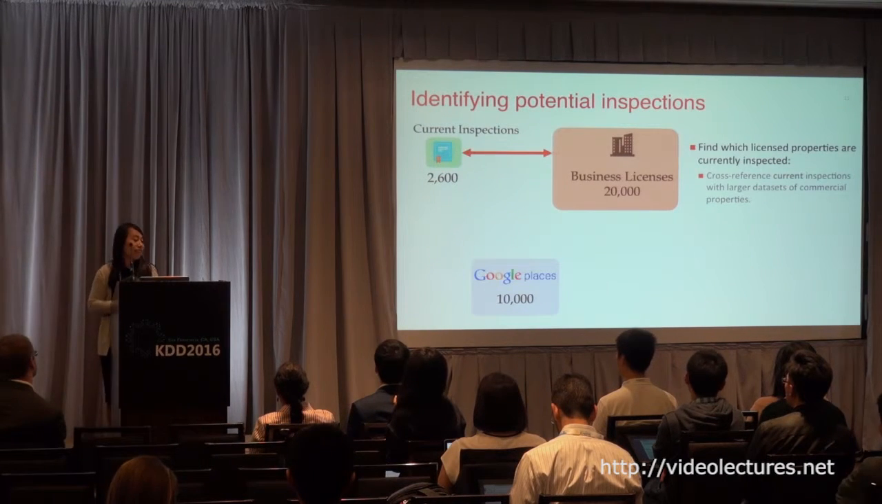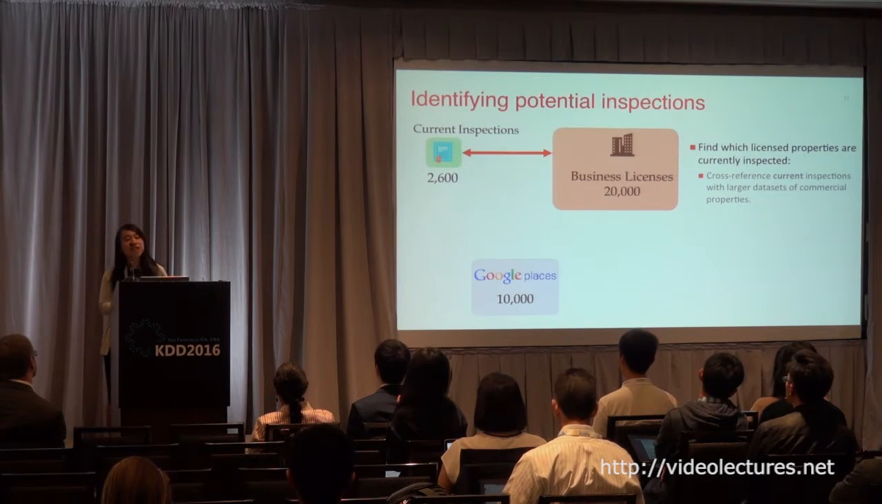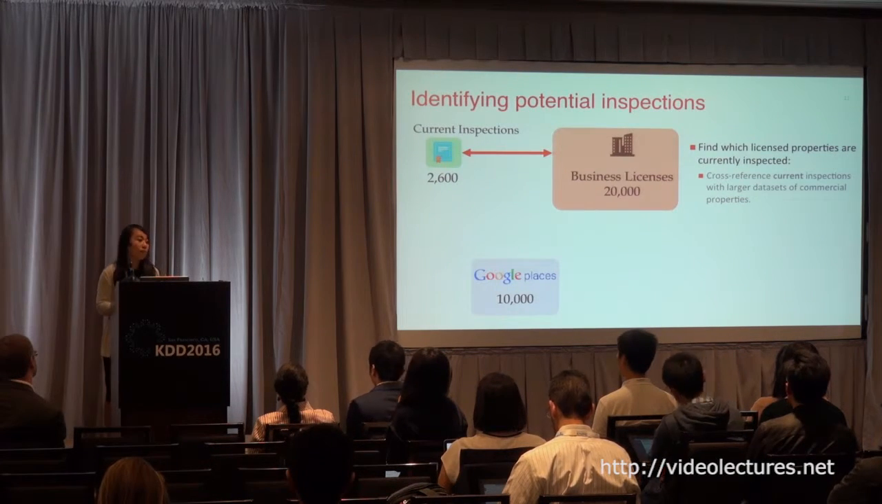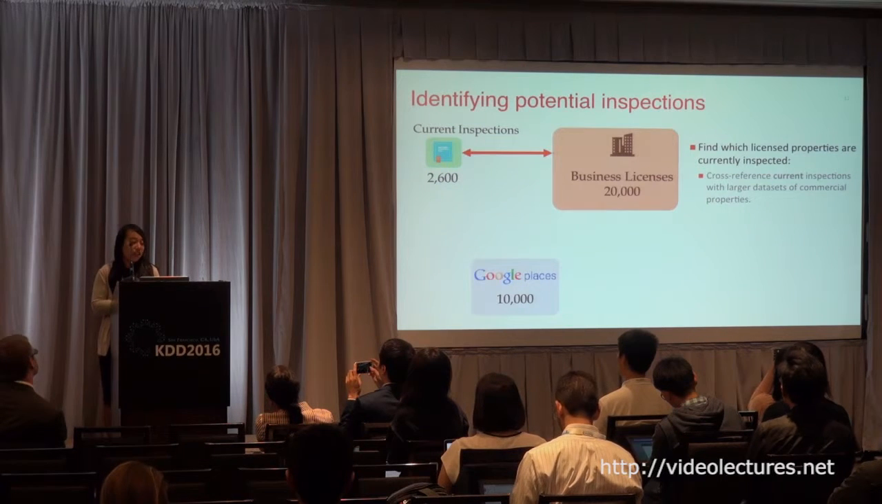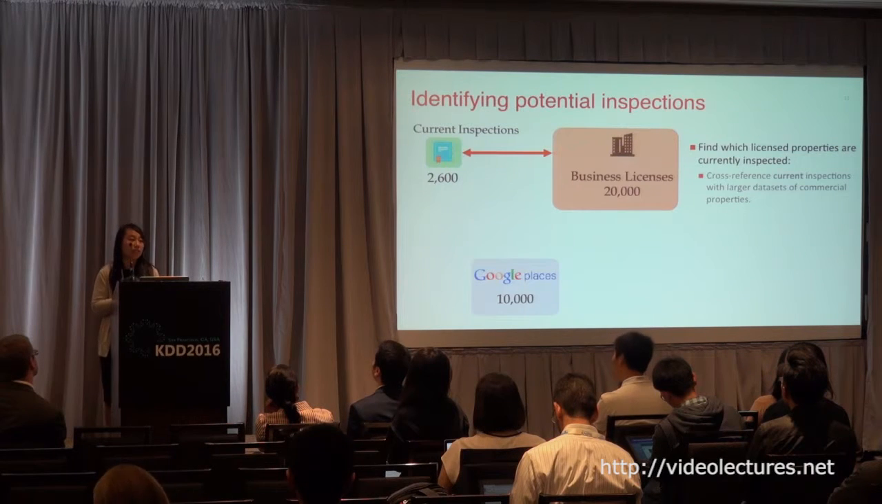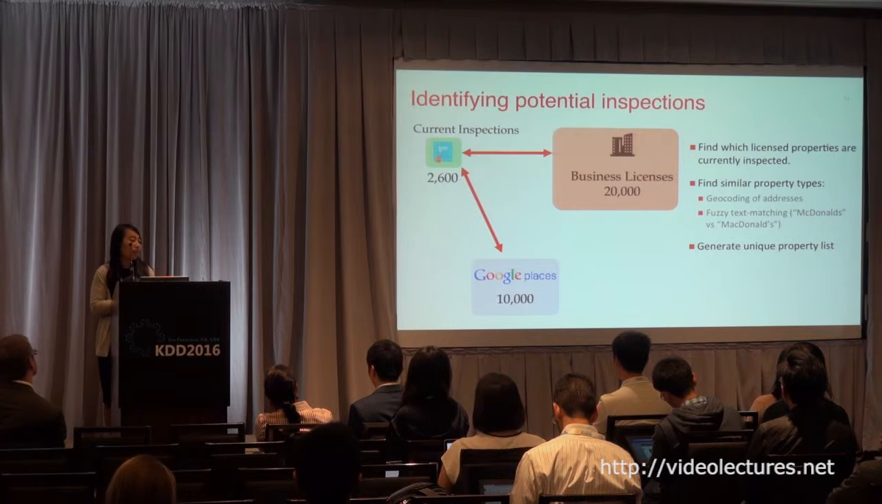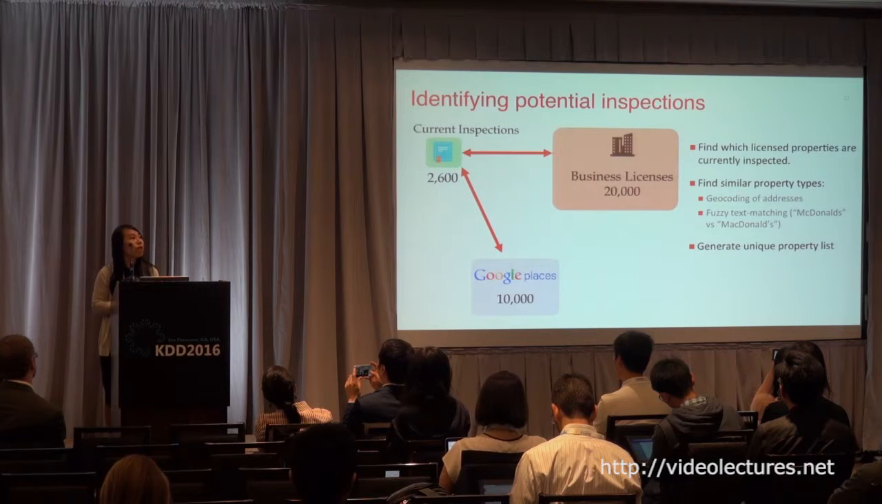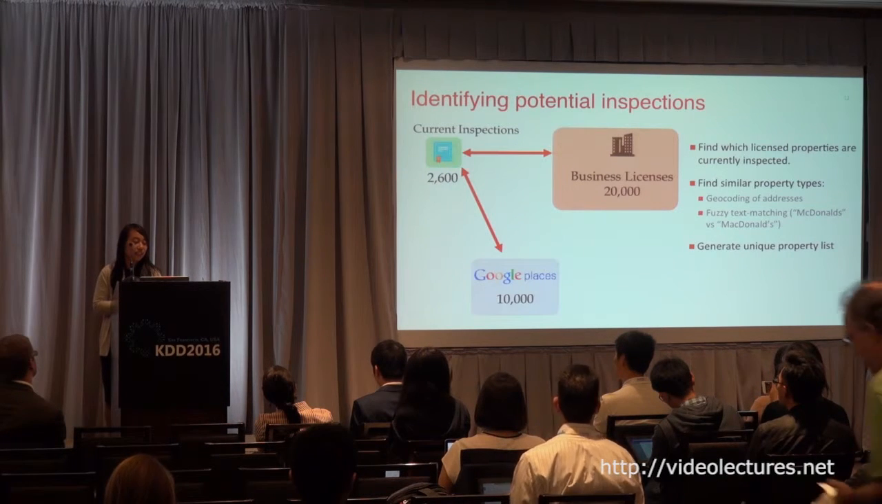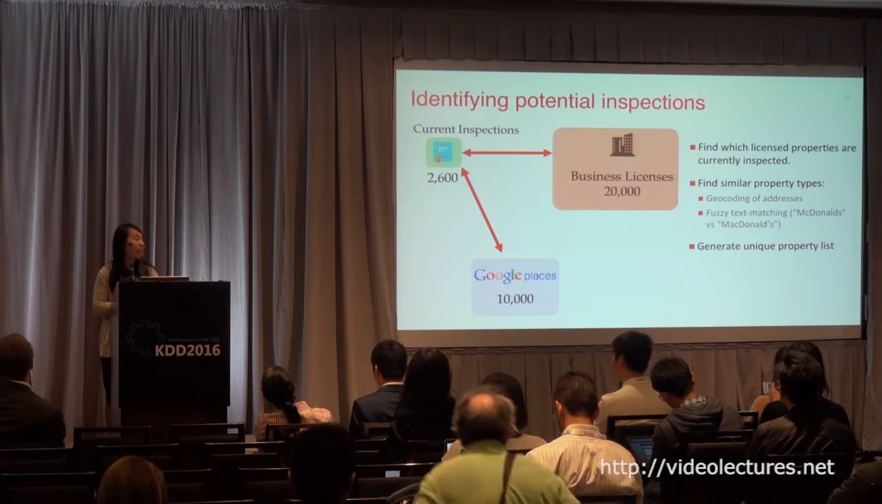Okay, so in order to identify the potential inspections, we first started looking at the current inspections that the fire department is doing, and then cross-reference it with the business license data we obtained from the city of Atlanta, so that we can get a first look at what type of businesses are currently being inspected. And then we find similar kinds of properties from the rest of the business license data set, and also some businesses we found in the Google Places API. And eventually we remove the ones that seem duplicated in the data sets and come to a unique list.